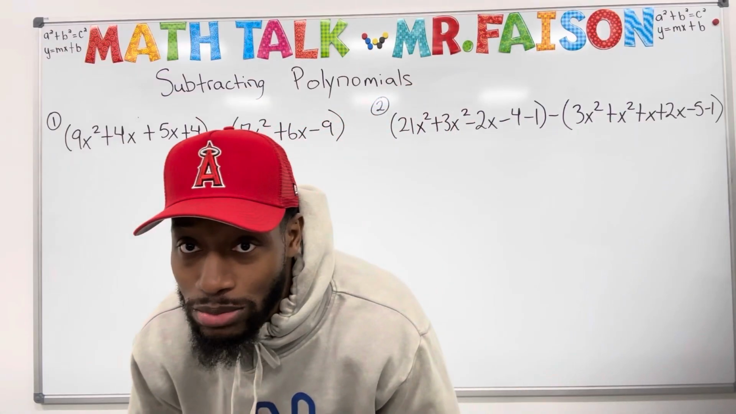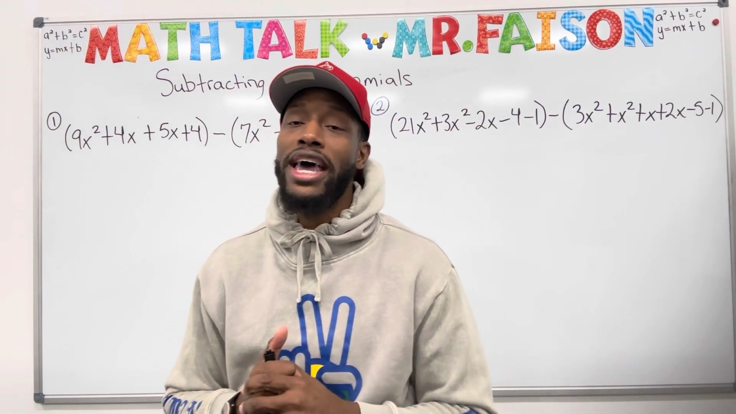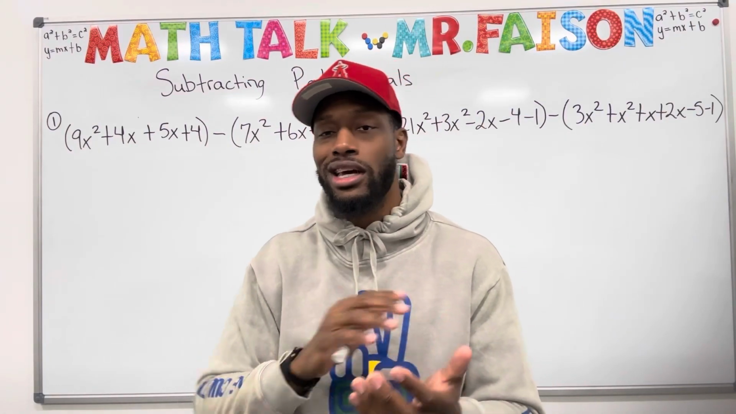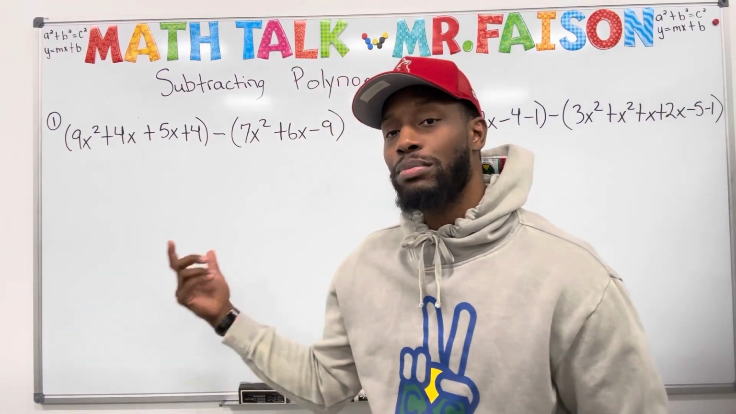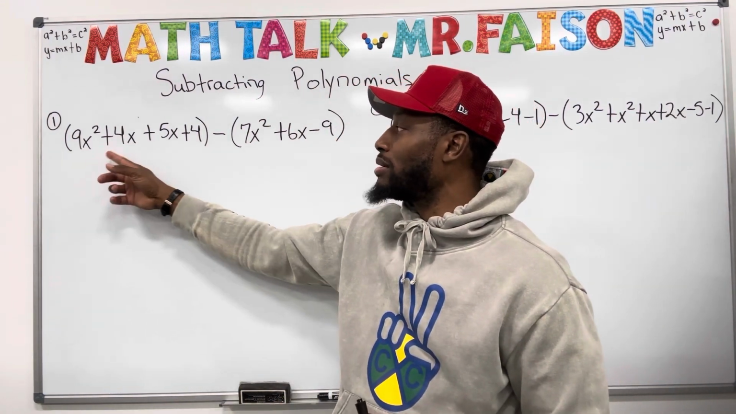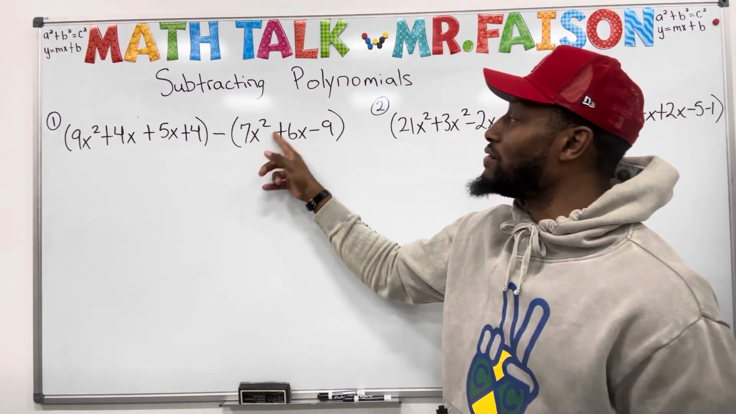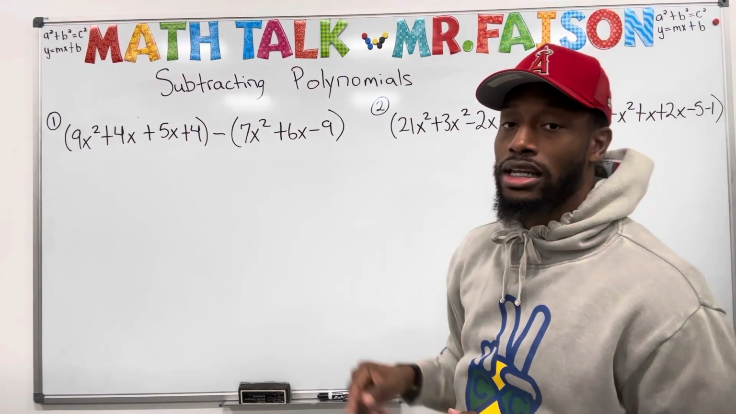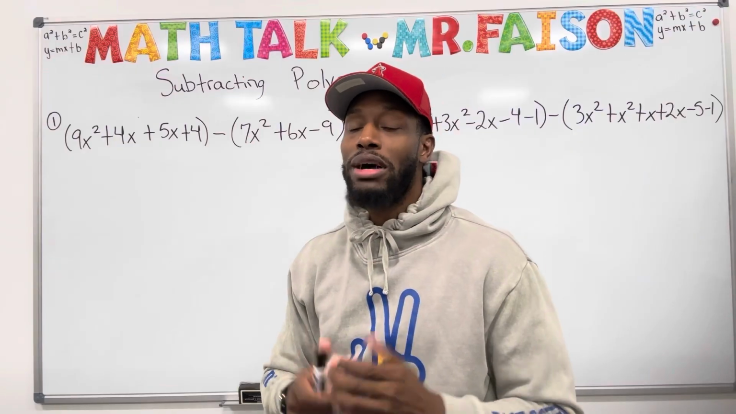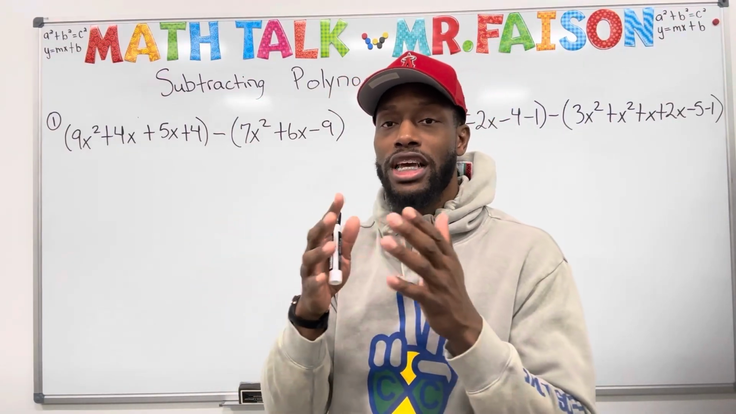Today, we're working on subtracting polynomials. So if y'all watched my last video where I talked about adding polynomials, if you got that down pat, then this should be easy, right? Let's jump into problem number one. If I'm looking in the parentheses, I see 9x squared plus 4x plus 5x plus 4 minus, in parentheses, 7x squared plus 6x minus 9. Now, the main thing we need to know about subtracting polynomials is something called KCF, keep, change, flip, right?